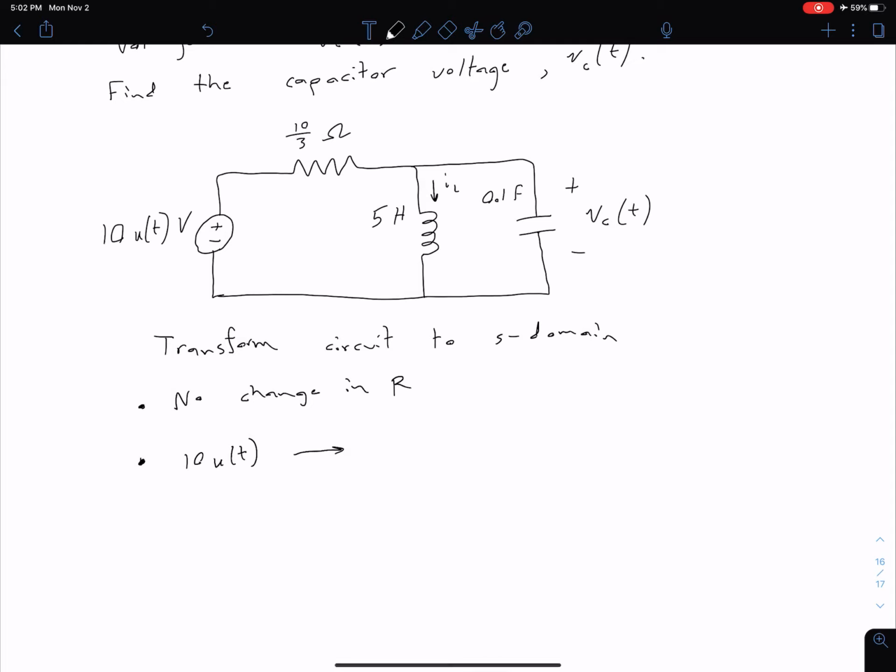Taking the Laplace transform of that, we get 10/s, and that's volts in both cases. For our inductor, we have a 5 Henry inductor, so the impedance is going to be s times L, or 5s. And because we have an initial current of 1 amp, we're going to have a source combined with this. We're going to have either a -5 volts in series, or a -1/s amps in parallel.